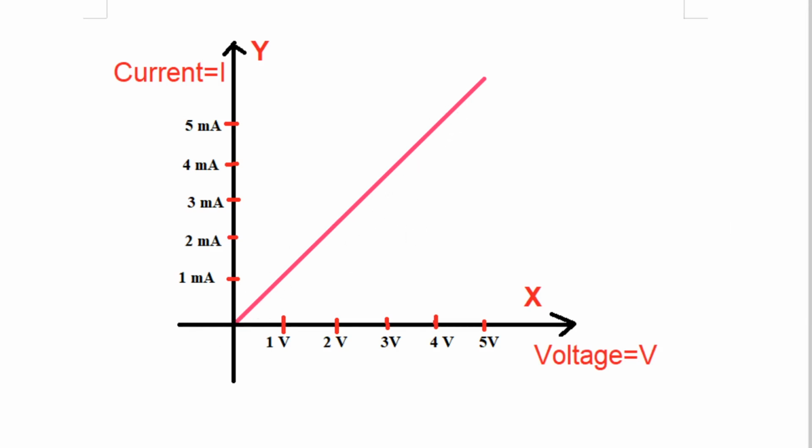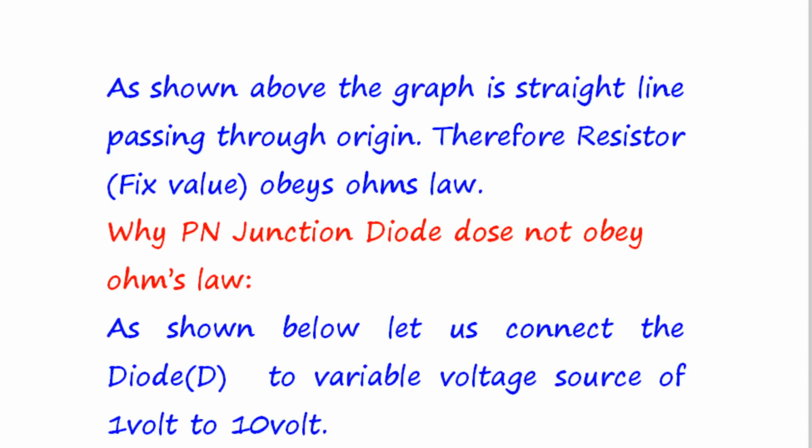And this graph will be there as long as R is equal to 1 kilo ohm and we have applied voltages from 1 volt to 10 volt. So as shown in the above graph, the graph is a straight line passing through the origin, and therefore the resistor obeys Ohm's law. Because what?